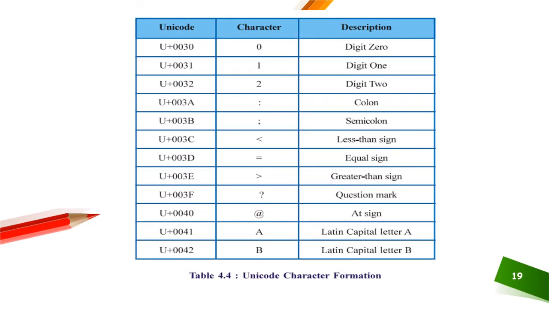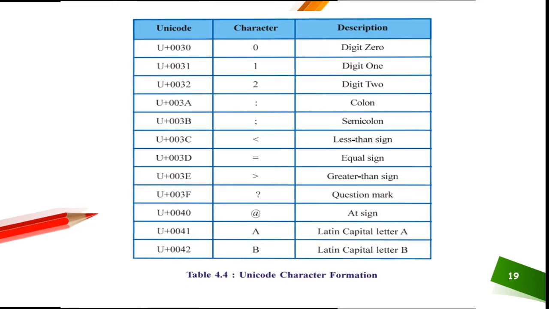Here, the Unicode character formations are given. You can understand what the Unicode is for 0, and what the Unicode is for 1. So you can see from here.